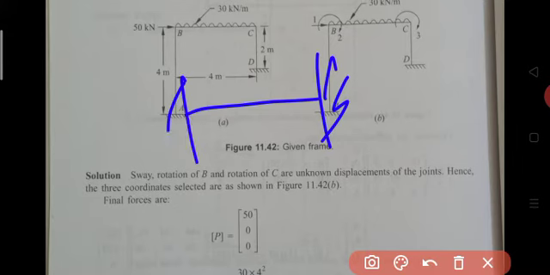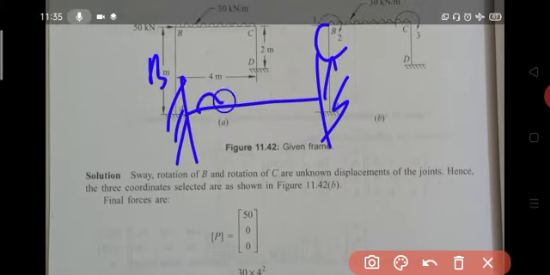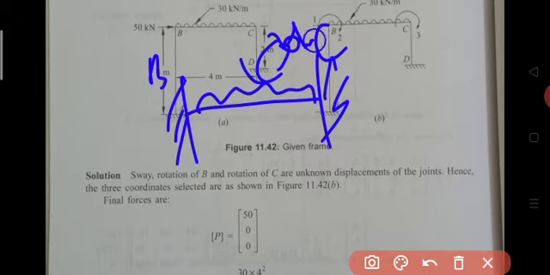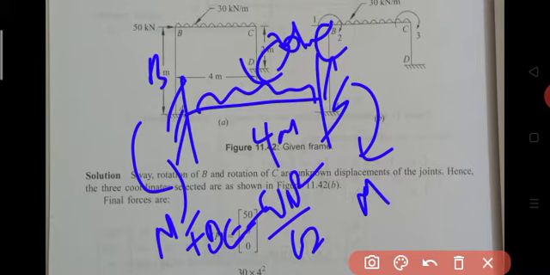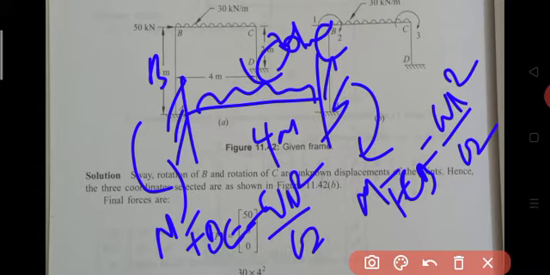Then consider the BC portion. Again ends B and C are fixed, and it is subject to a uniformly distributed load of 30 kN/meter, with a length of 4 meters. Therefore its end moment M of BC is equal to minus WL square by 12, and M of CB is equal to WL square by 12. It is a fixed beam subject to uniformly distributed load, so both end moments are WL square by 12, the left end subject to an anti-clockwise moment and the right end subject to a clockwise moment. For a beam there is no horizontal force, so the horizontal reaction is also 0.